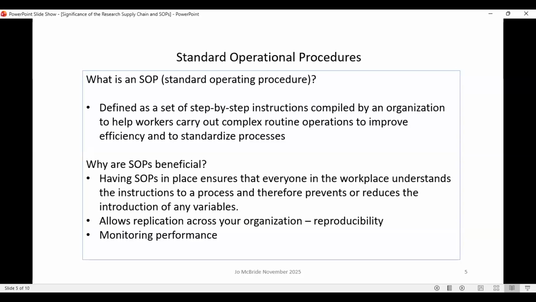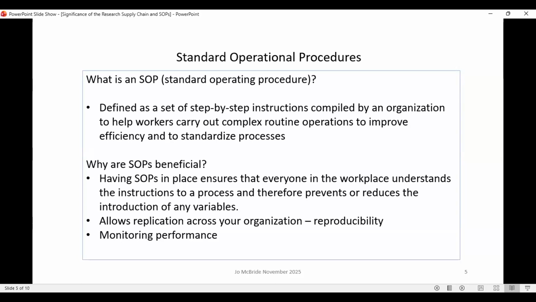So having an SOP in place for a particular procedure allows an employee to understand exactly how to perform a specific task without having to ask too many questions, and there's also a clear understanding of what is expected, which in turn helps them to monitor their performance and therefore also achieve the correct results, and it also teaches them how to troubleshoot.